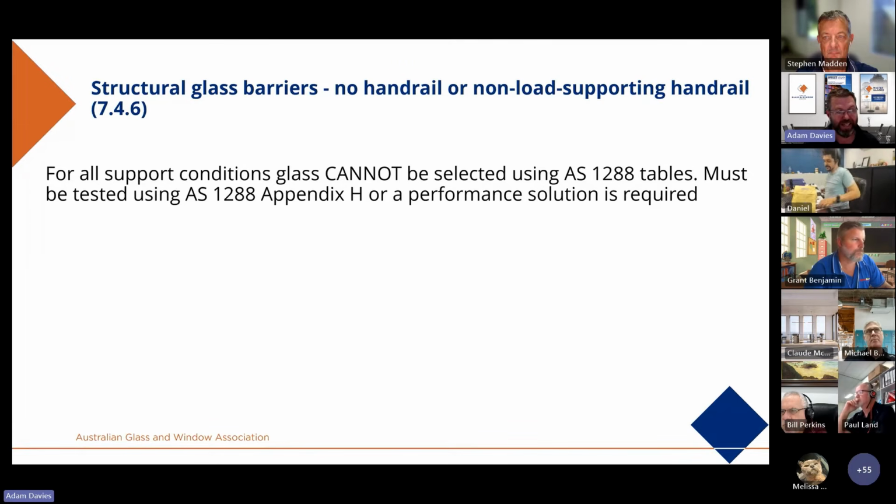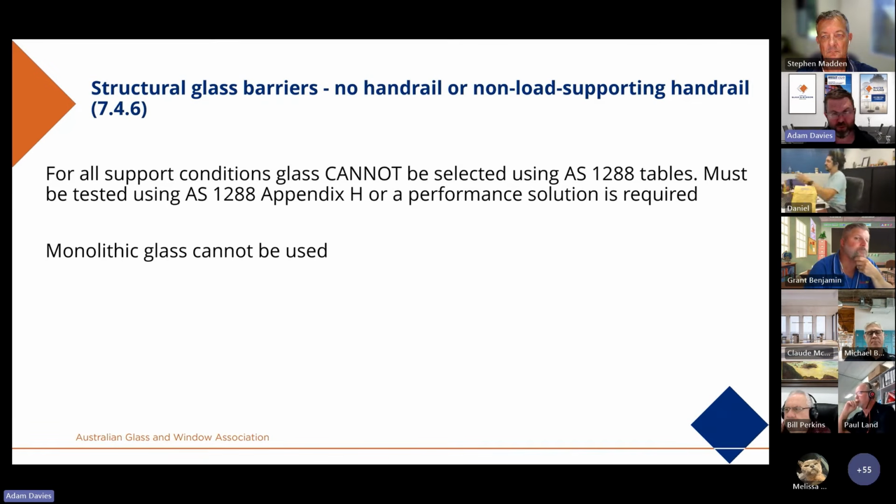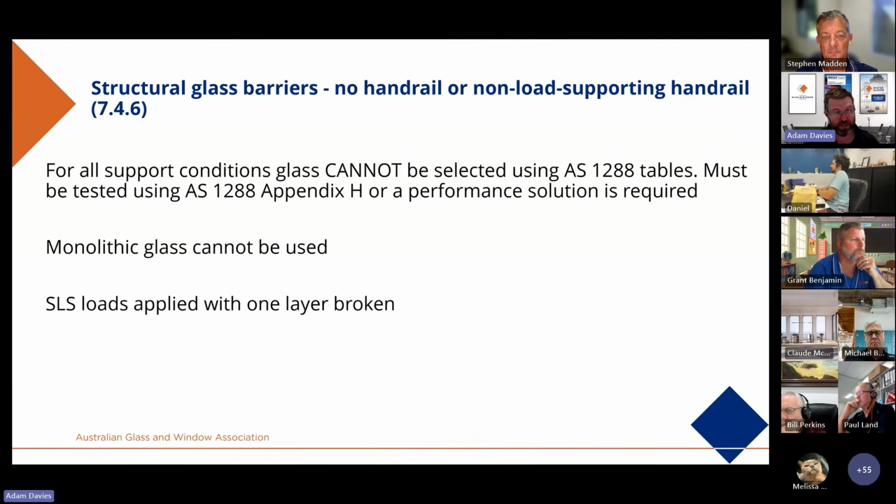In this particular barrier type, protecting any height, monolithic glass cannot be used. And another important feature around the design criteria for these types of barriers, which sometimes can be missed because the paragraph is after a number of diagrams within the standard, is the requirement is for the SLS loads, so the serviceability limit state loads, to be applied in the event that there's one layer broken. Obviously, because we cannot use monolithic glass, that infers we're using a laminated product. So that means one of the lights of the laminate must be broken, and then the SLS loads applied to that semi-failed state.